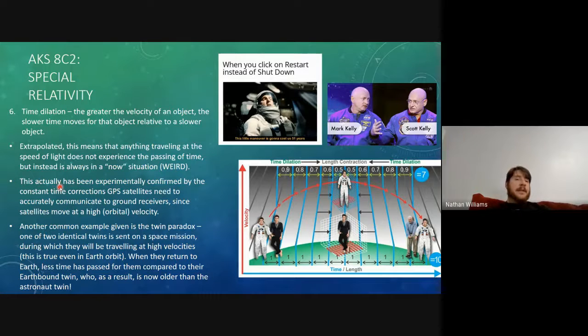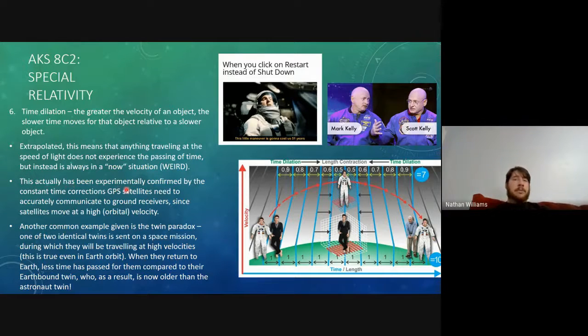This effect, this time dilation due to velocity, has actually been experimentally confirmed, which is a really cool thing to me about all of this. We call this a theory of relativity, but it's not really theoretical. We can experimentally demonstrate a lot of this. The stuff about moving near the speed of light, not so much, but some other stuff, yes.